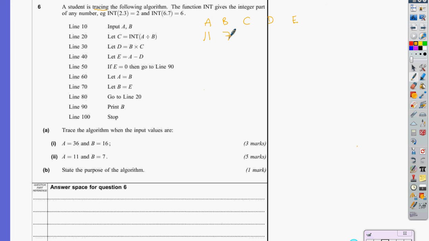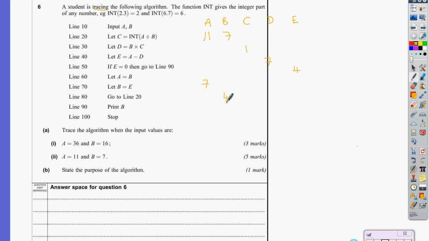We have A is 11 and B is 7. So first thing is 11 divided by 7, which gives me 1.5714. But I only want the integer, so that's 1. Then D is B times C, which is also going to be 7. E is A, take away D, so 11 take away 7 is 4. If 0, which it isn't, go to line 90. Now let A equal B, so I'm going to have A is going to be 7, B is going to be E, B is 4.